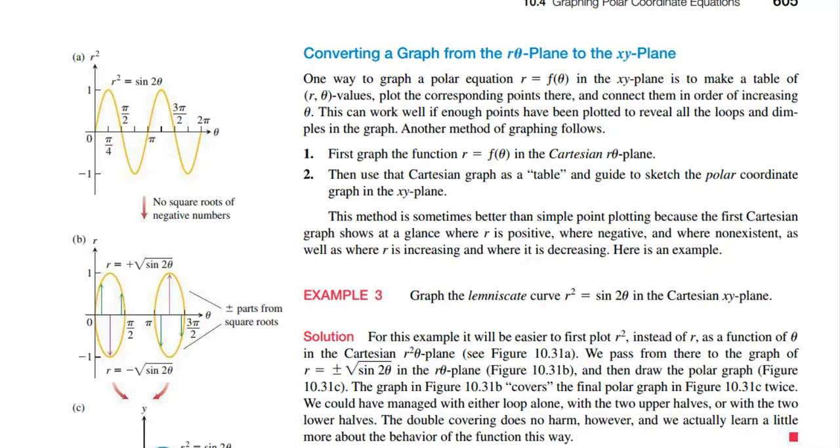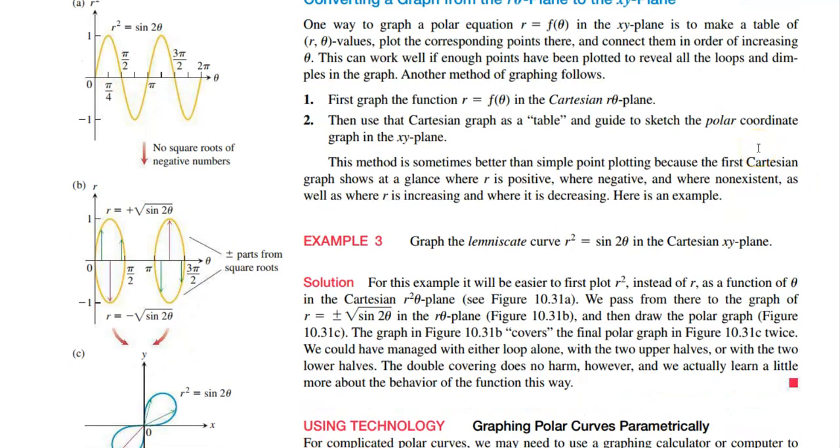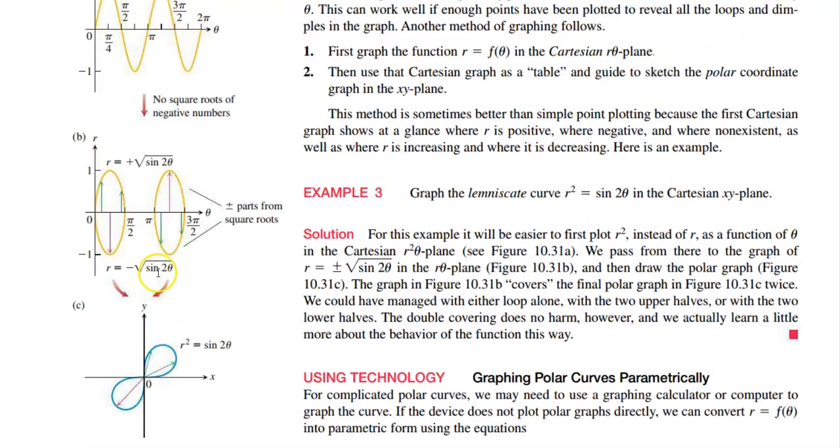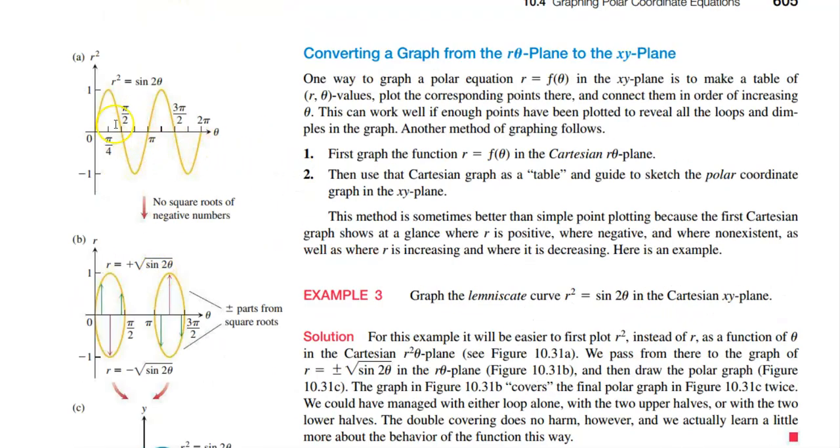Sometimes this is better than simple point plotting because the first Cartesian graph shows at a glance where r is positive, where it's negative, and where it doesn't exist, as well as where r is increasing and where it is decreasing. So here's an example. We want to graph the lemniscate curve r squared equals sine 2 theta in the Cartesian xy plane. For this example, it's easier to first plot r squared instead of r as a function of theta in the Cartesian r squared theta plane, as we have on the left in figure 10.31 above. We have r squared equals sine 2 theta.